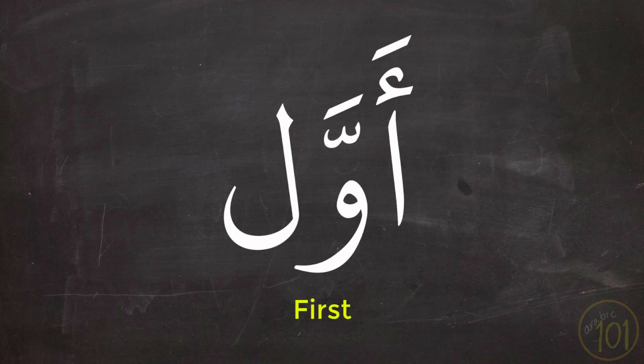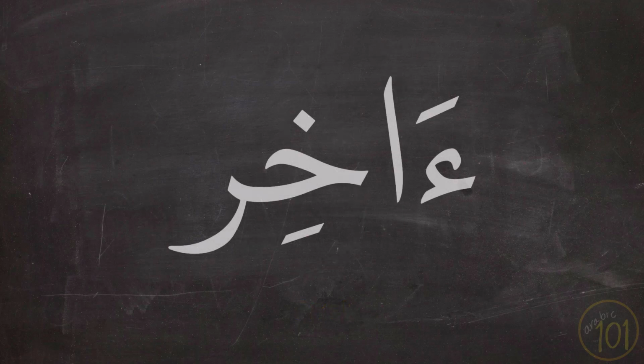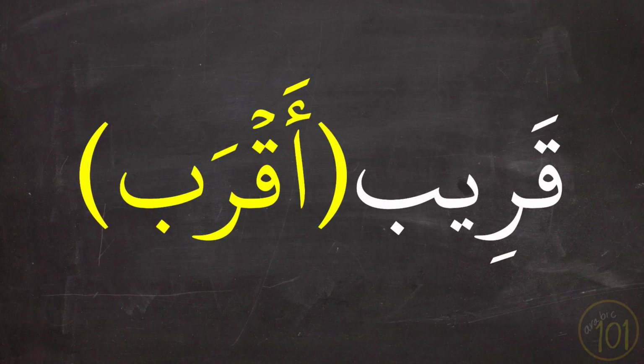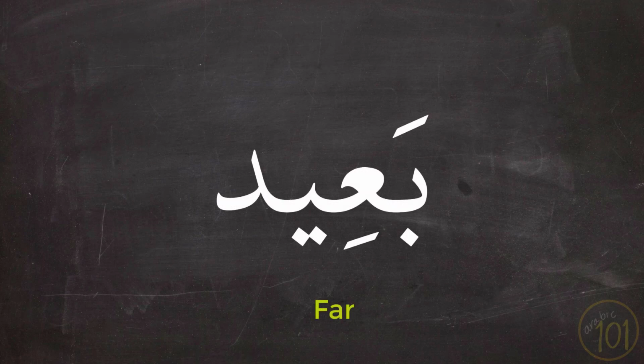And awwal means first. The opposite is ajer, and it means last. The next adjective is qareeb, and qareeb means near. And from qareeb, we derive the word aqrab, and it means nearer. Next is ba'id, means far.